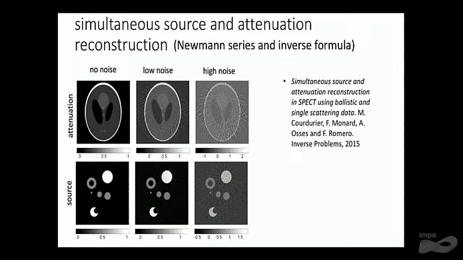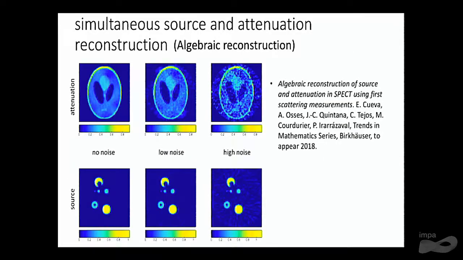This was using Neumann series, and this was using the algebraic reconstruction, the same example. So you can see the results are okay. This is the work we published in the Trends in Mathematics series. I acknowledge the possibility to publish that in this conference.